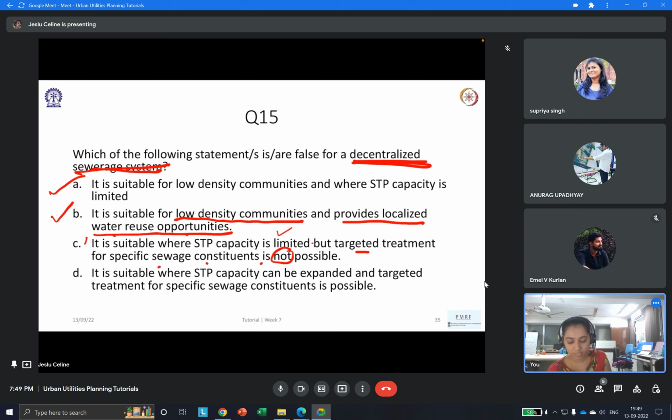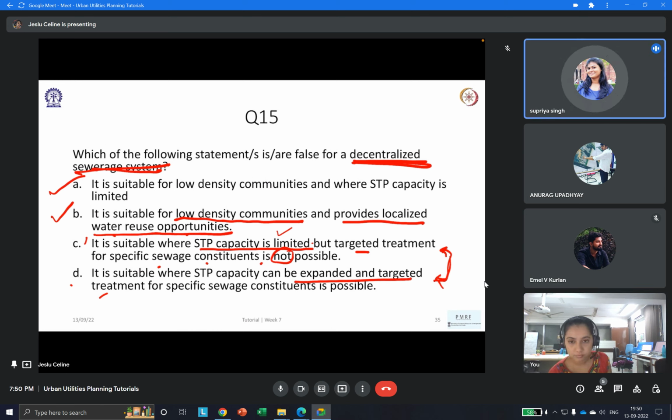Okay, let's come back to that. What about D? Is it suitable where STP capacity can be expanded and targeted treatment for specific sewage components is possible? So it's basically related to this only. Here it's saying STP capacity is expanded and targeted treatment is possible. Is D right or wrong?